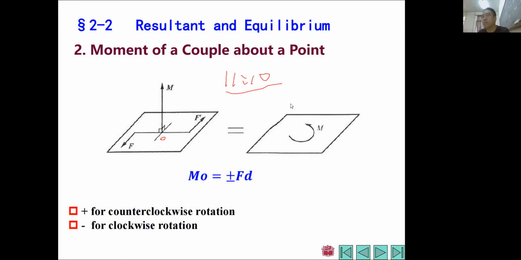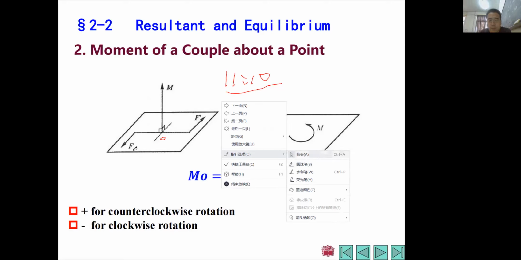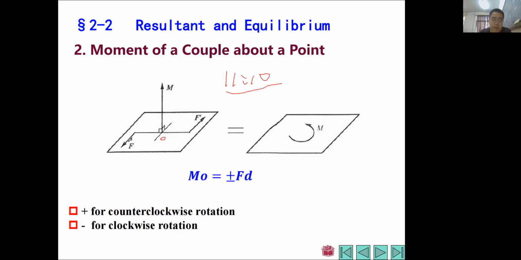Okay, guys, I think our time is up, so we'll continue to talk about this. This page tells us how to figure out the direction of a moment of a couple about the point. So we have this conclusion. When we know this F and the distance between the two action lines, then the magnitude of this moment will just be F times d. So how to think about this positive or minus? Actually, it tells us the sign of the moment.